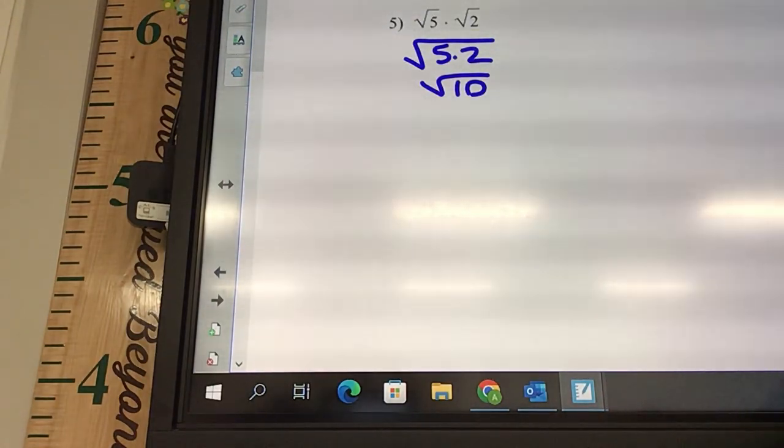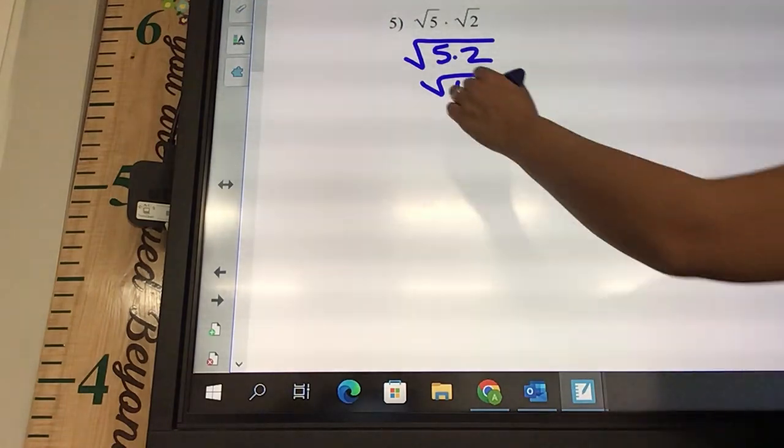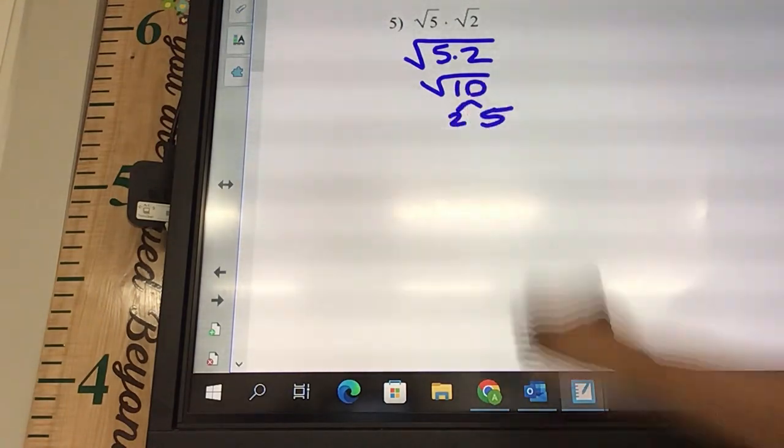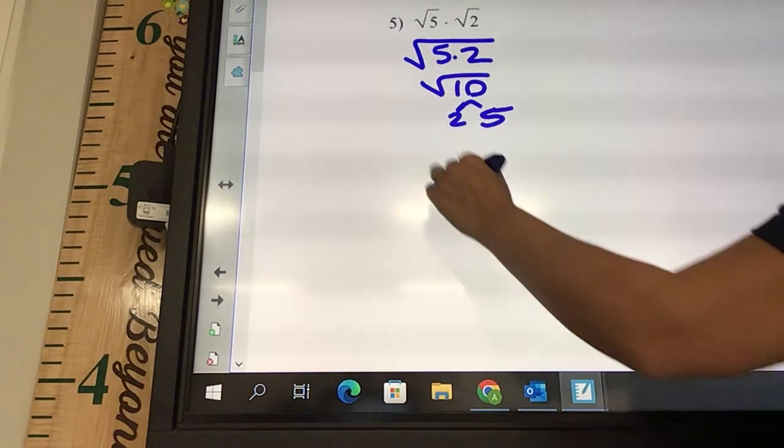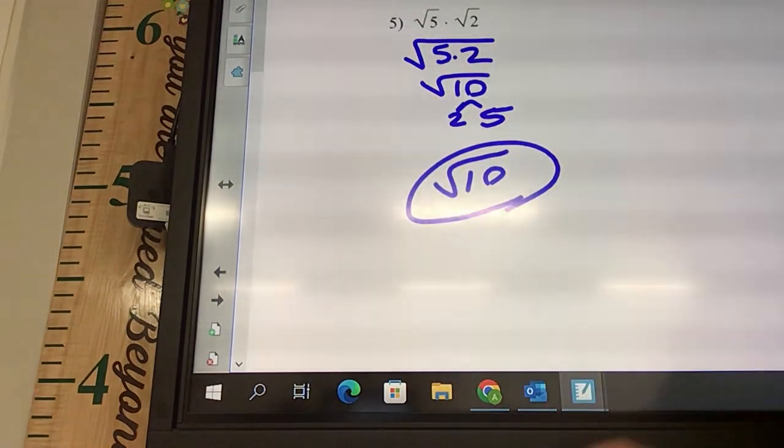What are some factors of 10? 2 and 5. And that's it. So can this simplify? No, everybody's going to go back on the inside because there are no groups. So square root of 10 is our answer. There's no simplification there that is needed.